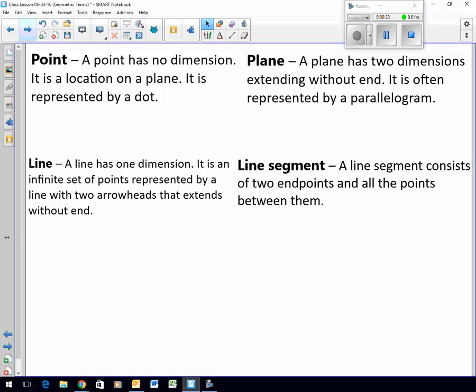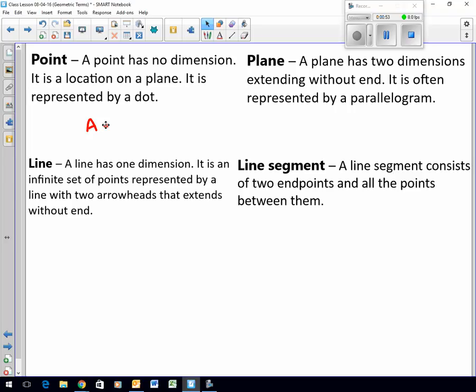The point has no dimensions. A point is simply a location on a plane represented by a dot. You need an example? There it is. That's point A. Real simple. Just a dot. It has no real importance on its own, other than to say that it represents a point in space.